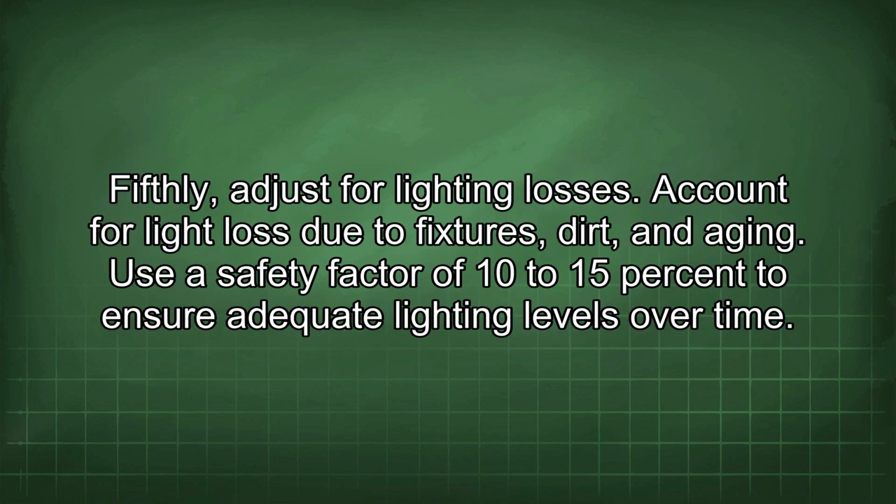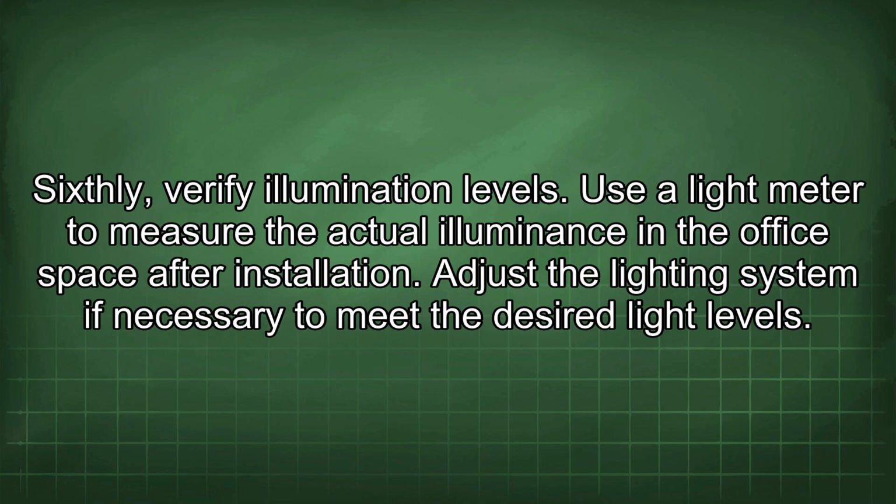Fifthly, adjust for lighting losses. Account for light loss due to fixtures, dirt, and aging. Use a safety factor of 10 to 15% to ensure adequate lighting levels over time. Sixthly, verify illumination levels. Use a light meter to measure the actual illuminance in the office space after installation. Adjust the lighting system if necessary to meet the desired light levels.